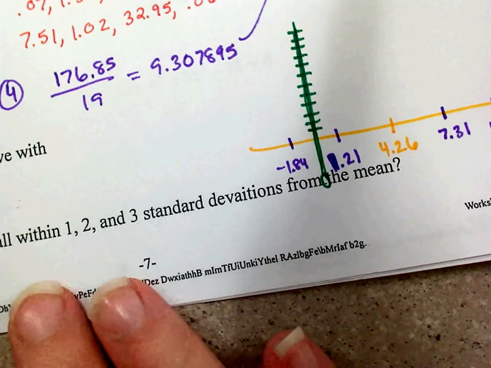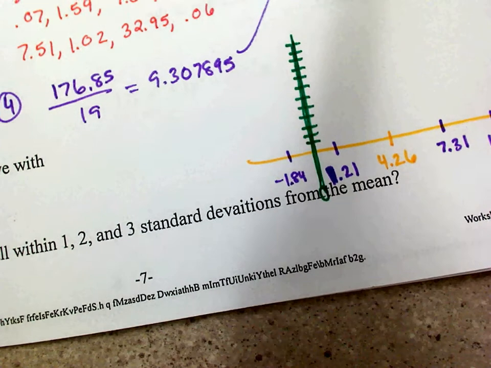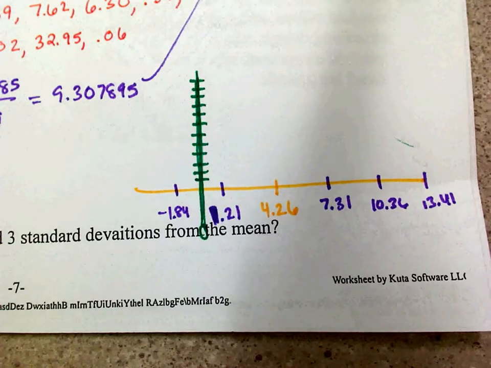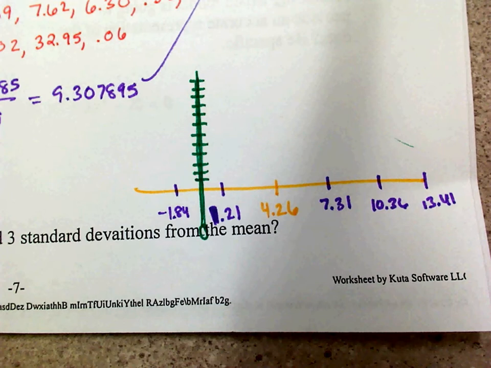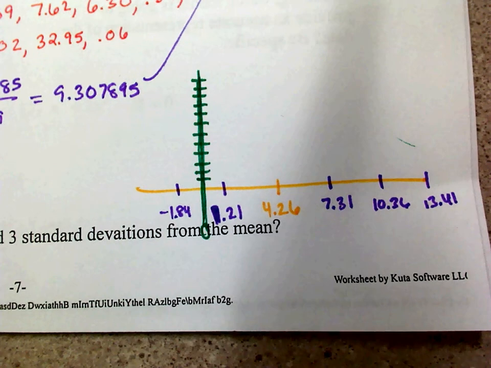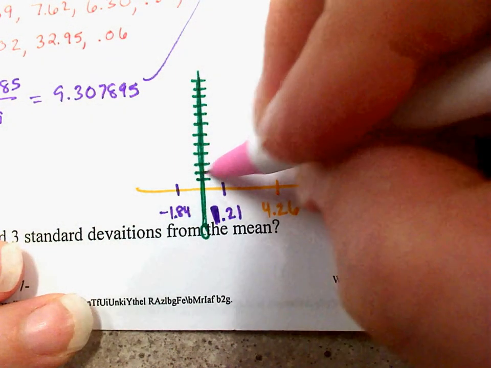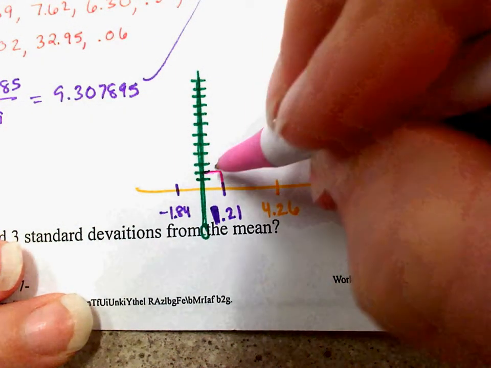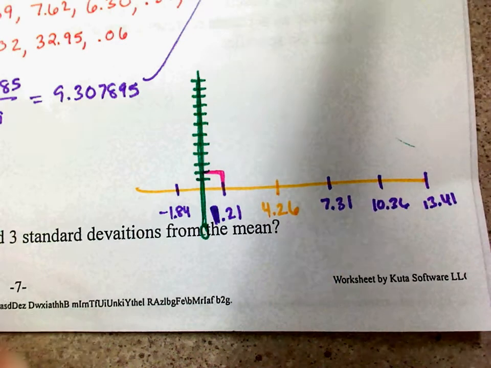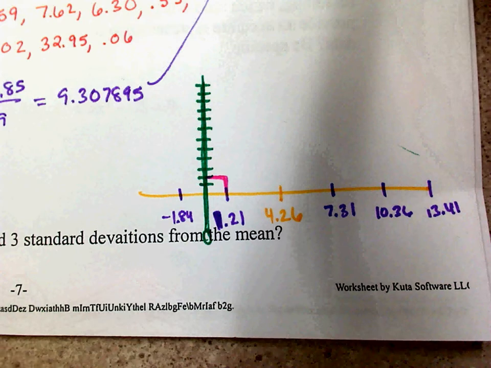Okay. You're welcome. Hey, guys, how many animals fall between 0 and 1.21? Let's see. 1, 2, just 2? How many fall between 1.21 and 4.26? Okay, that's wrong. So between 1.21 and 4.26.